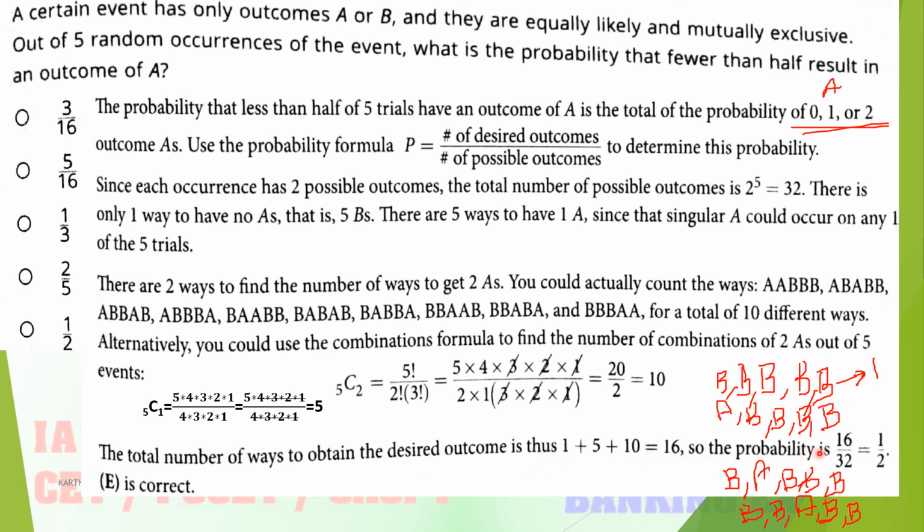So the total probability is equal to 16 divided by the total number. The total number is 2 to the power of 5, where 2 is the two characters A or B, and 5 is the total number of letters. So 2 to the power of 5 gives 32 combinations. So 16 divided by 32 is nothing but half. Which answer is correct? Option E is the correct answer.